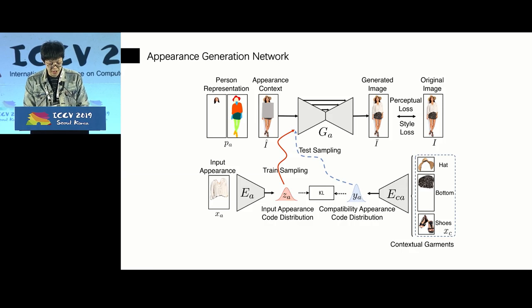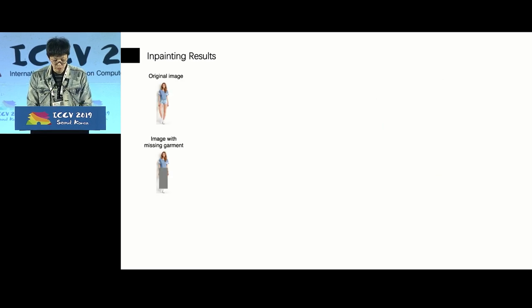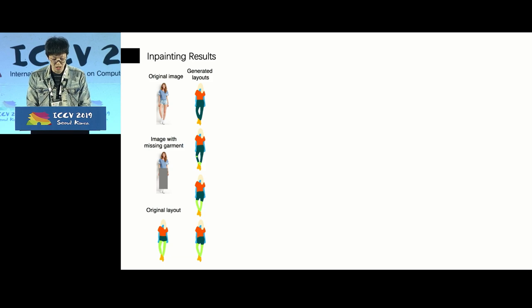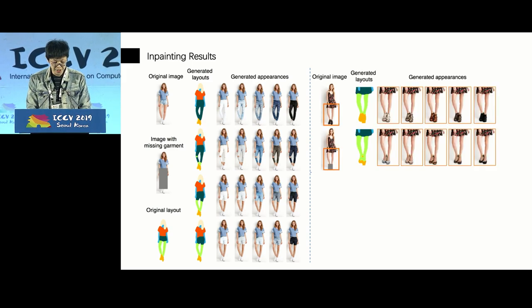As for the appearance generation network, it has a very similar architecture. It uses the generated layout from the last step as guidance for inpainting the missing regions. The contextual garments are again encoded to inject the compatibility information into the generator. During test time, we first delete the pixels in the region of interest. Then the shape generation network can generate a diverse set of layouts, like long pants and shorts. Then different appearances can be generated, as shown here, like dark jeans and light jeans.